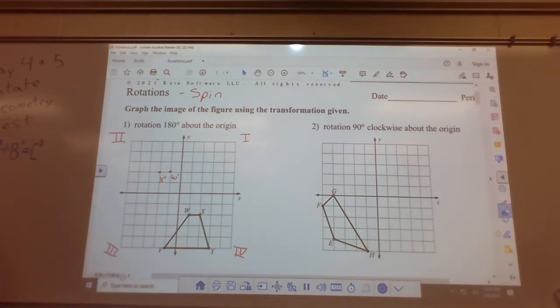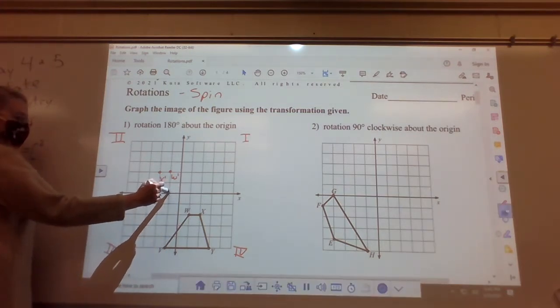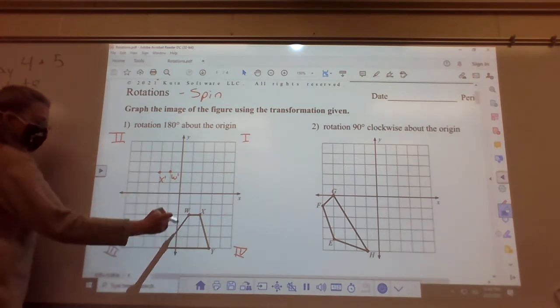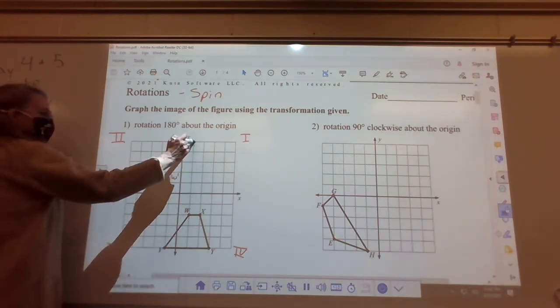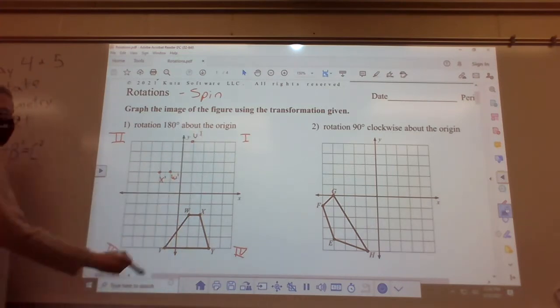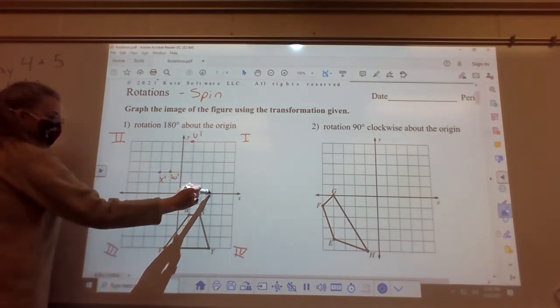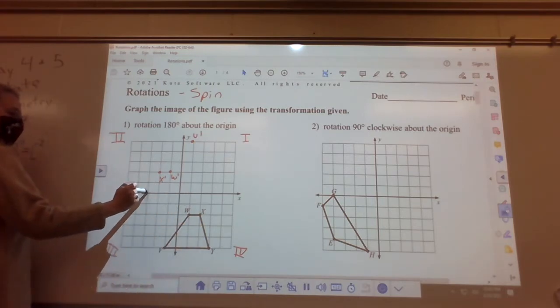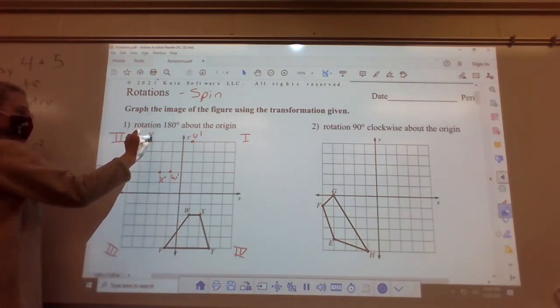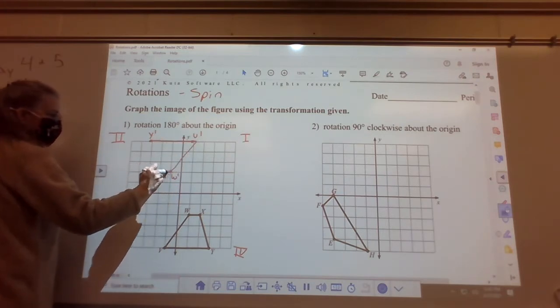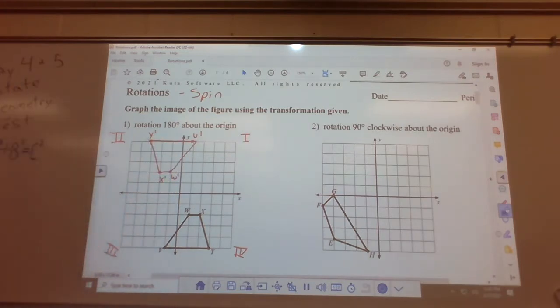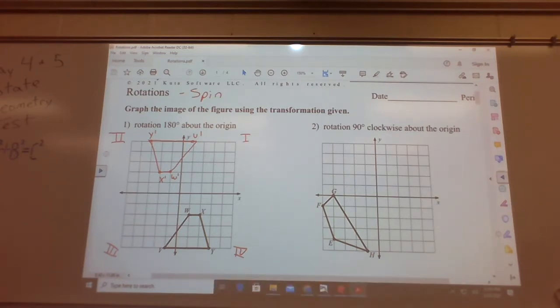Let's do V next. V was left 1, down 5. So it's right 1, up 5. There's my V. And then Y, right 3, down 5. So left 3, up 5. There's my Y. Connect. There's my shape. Notice, it's still congruent. Rotations are still congruent figures. I didn't change the shape. All I did was I spun it around the origin. I spun it around.